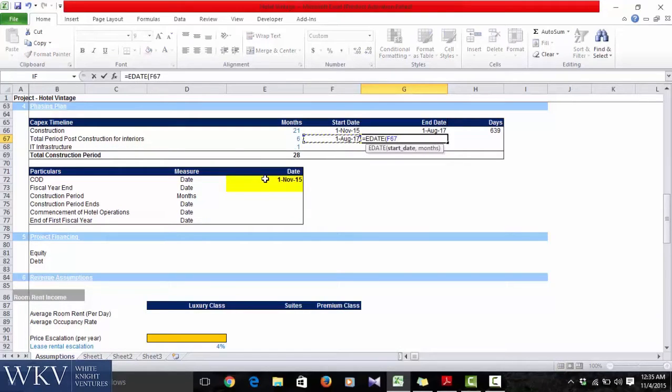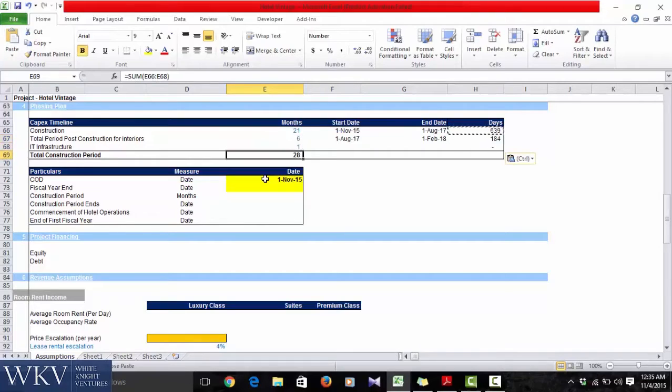As the construction ends on 1st August 2017, interiors will begin on that very day. Again, we know the number of months it will take us to complete the task and thus we calculate the end date for interior decoration. The number of days again will be calculated in the same way as the construction days were. IT infrastructure period will also be ascertained in the same way as the other two. The total number of days in the Capex timeline is 851.